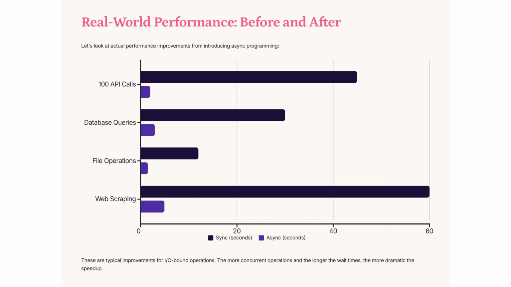Real-world performance gains from async programming are significant. For 100 API calls, database queries, file operations, and web scraping, async drastically reduces execution time. Sync operations might take up to 60 seconds, while async can cut this down to nearly zero. The benefits are most pronounced with high concurrency and extended wait times.